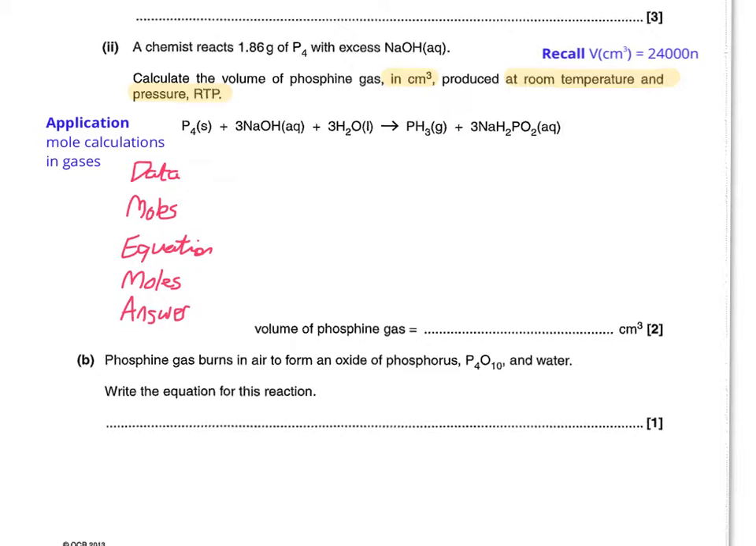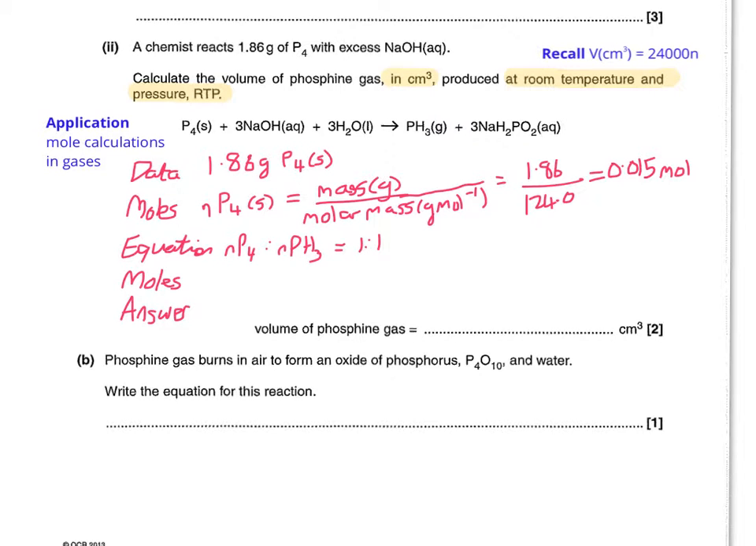Using the data that we actually have, we can work out that we have 0.015 moles of P4, and because you've got a 1-to-1 mole ratio, you can simply use that and multiply it by 24,000 because it's going to be the same number of moles for PH3 as a gas.